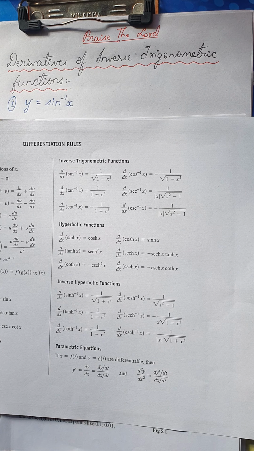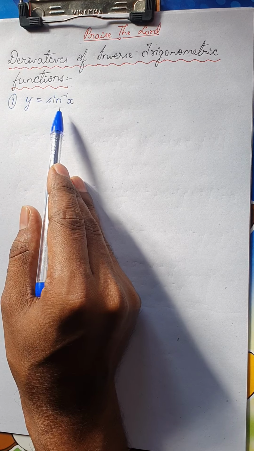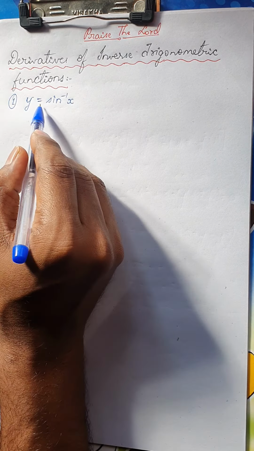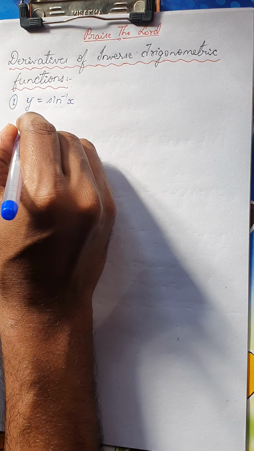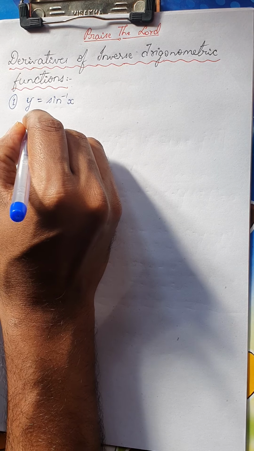Right, so we shall directly get on to the topic. Now let us consider the first inverse trigonometric function as the sine function, that is the arc sine function. So let me consider y is equal to sine inverse x. Now let me apply sine on both sides.